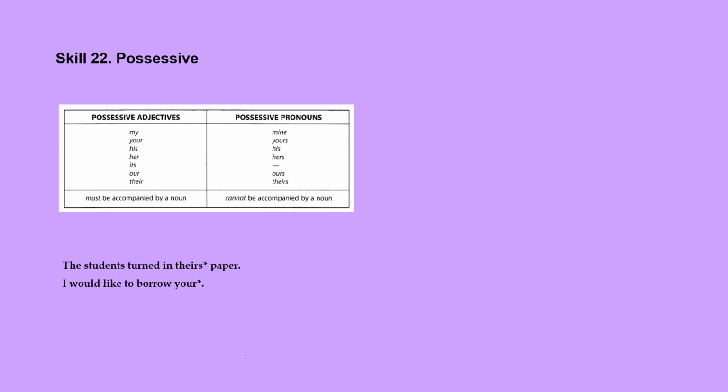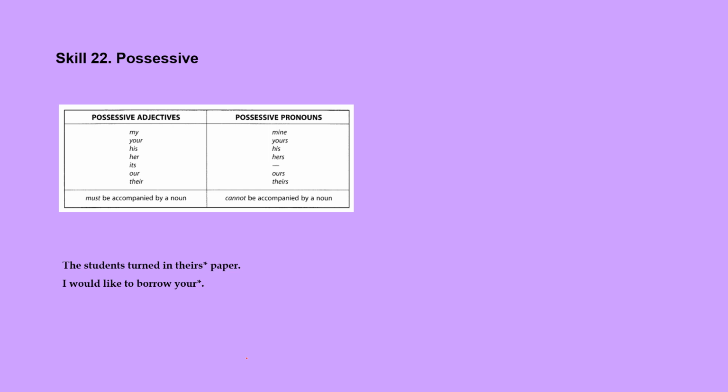Have a look at the example. The students turned in their paper. In this case, possessive pronoun cannot be used because we can find out a noun after the pronoun. So theirs must be their only without s. So the students turned in their paper.